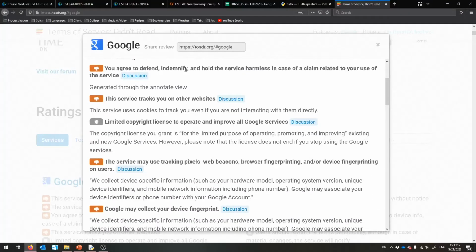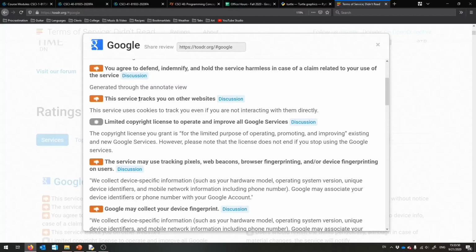You agree to defend, indemnify, and hold the service harmless in case of a claim related to your use of the service. So, I don't know. If Gmail goes down and you lost all of your important emails, you can't see them, something like that, that's not a huge deal. That kind of makes sense. But that's the thing. Is that okay? Do you agree with that? I hope that you are either saying, yeah, this is fine, or no, this is not fine. This is what they should be doing instead, and this is how I will protect myself.